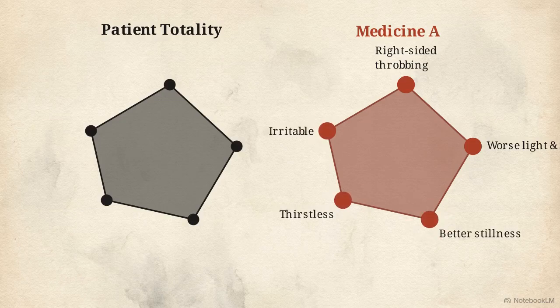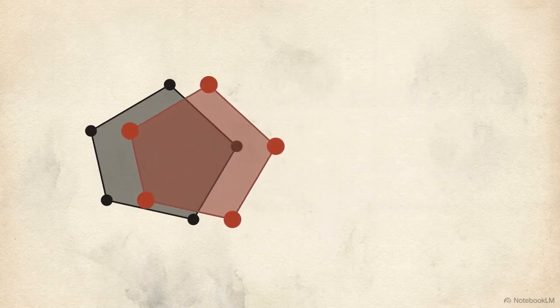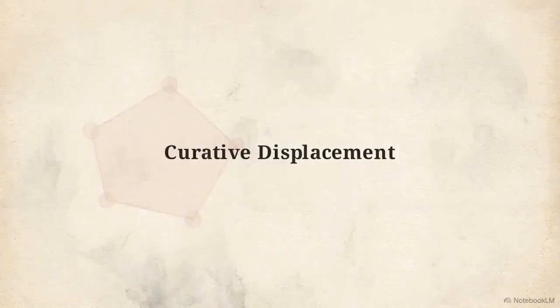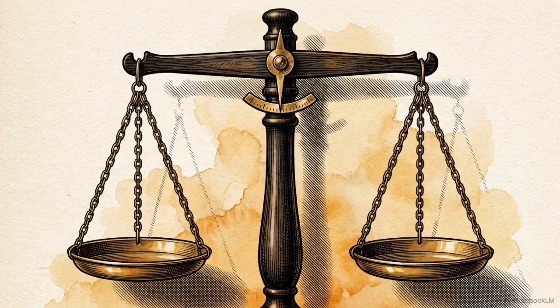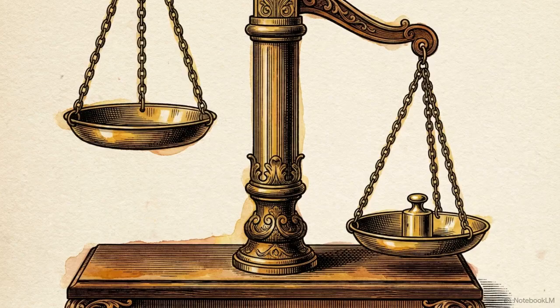When we align medicine A with the patient's symptoms, the geometry locks perfectly over the natural disease state. The characteristics are identical. This is Hahnemann's argument for curative displacement. When the characteristic features of the artificial disease perfectly correspond to the natural disease, displacement occurs. There is one strict mechanical requirement for this to work. The administered similar medicinal disease must be dosed to be slightly stronger than the natural illness.